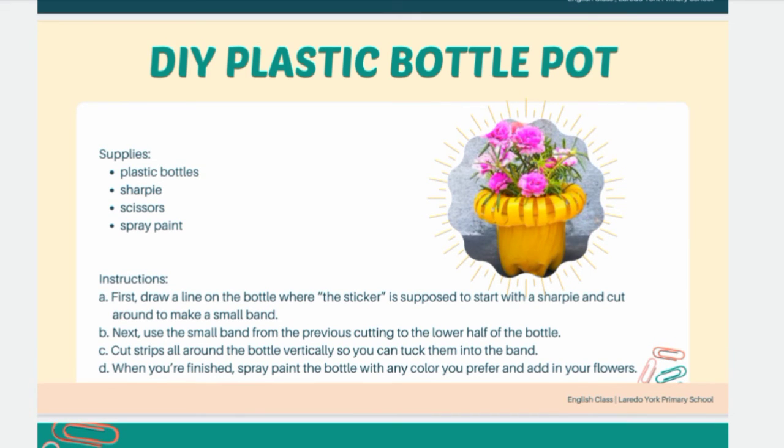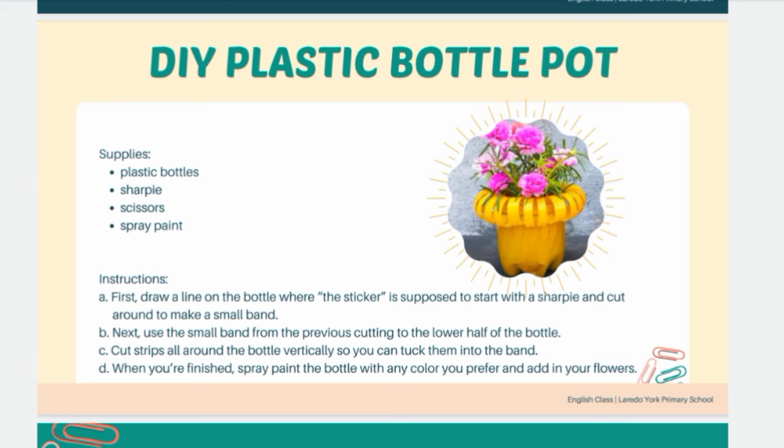Okay, then this is an example of procedure text. DIY plastic bottle pot. We need supplies. There are plastic bottles, Sharpie, scissors, and spray paint. Instruction: first, draw a line on the bottle where the sticker is supposed to start with the Sharpie and cut around to make a small bend.